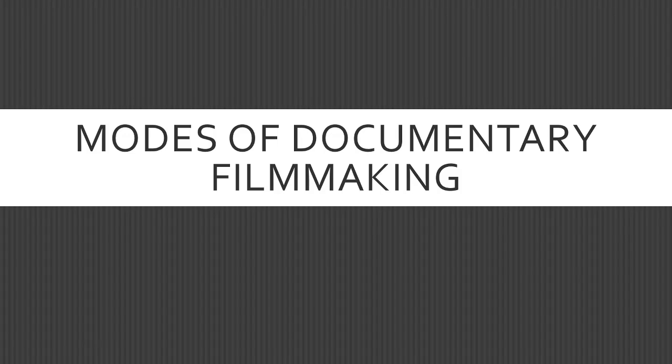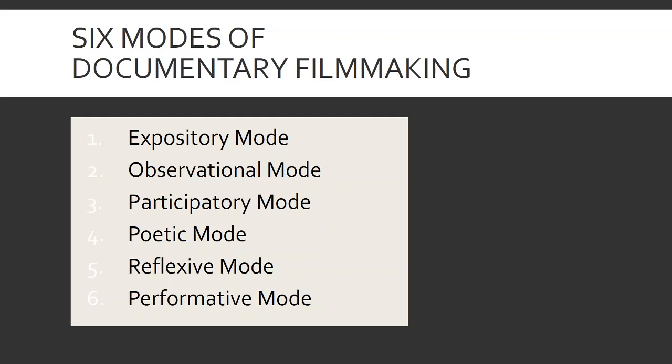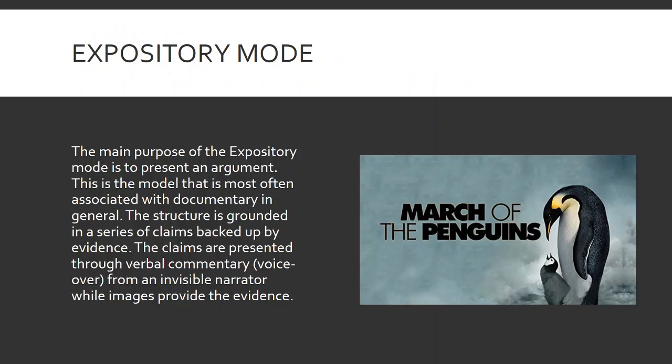Okay, this is a quick video to discuss the different modes of documentary filmmaking. So there are 6 different modes of documentary filmmaking, but we will be looking specifically at the first 3: expository mode, observational mode, participatory mode, and then the other 3 that we will not be looking at today are poetic, reflexive, and performative modes.